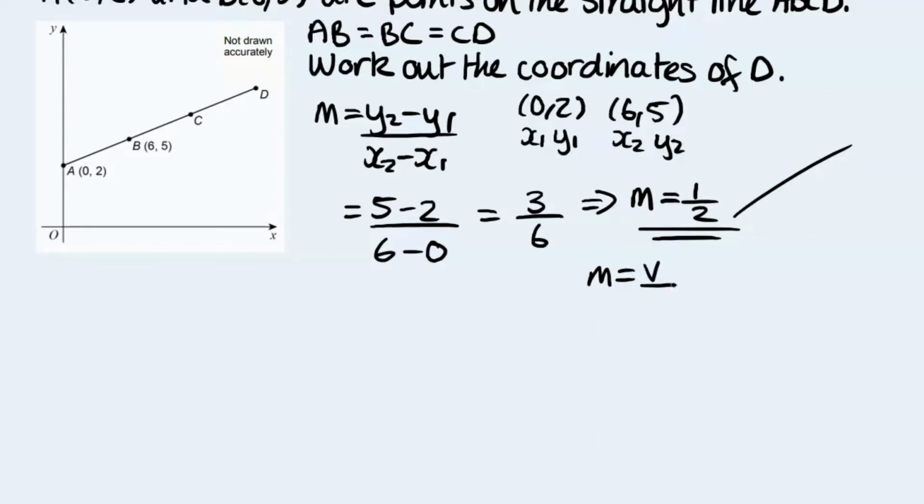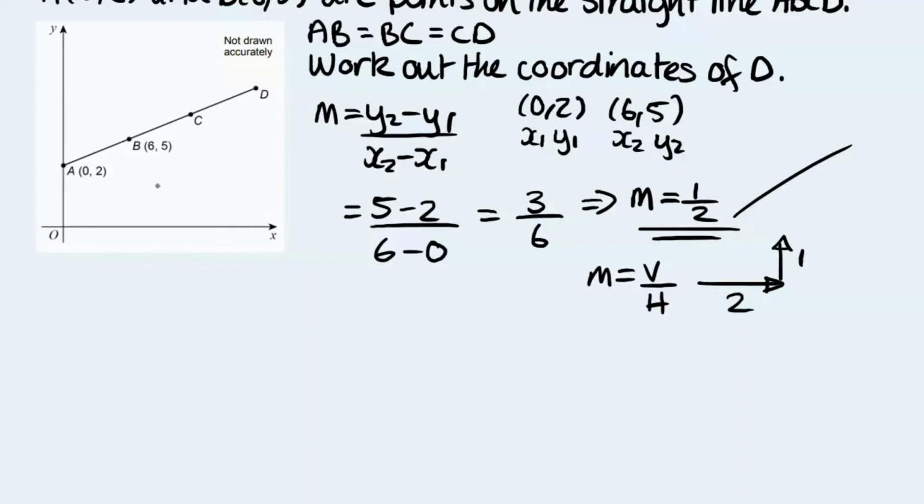Now, if we want to visualize this further, what we can say is that the gradient m is equal to vertical over horizontal. So what we're saying is that we're going to go across 2 and then plus 1. Okay, so across 2 and plus 1. Right, so we know the gradient, m is equal to half.